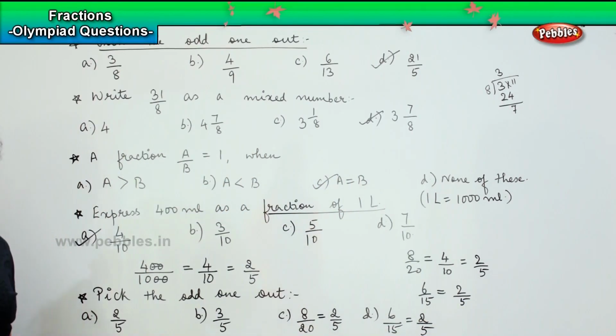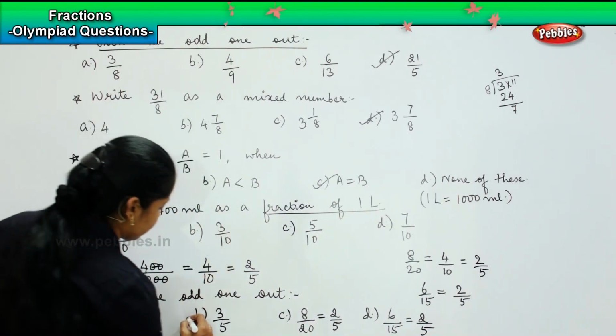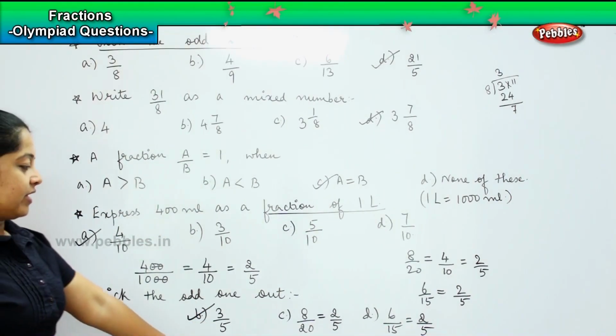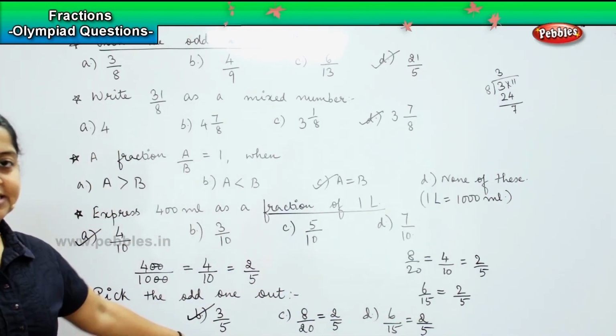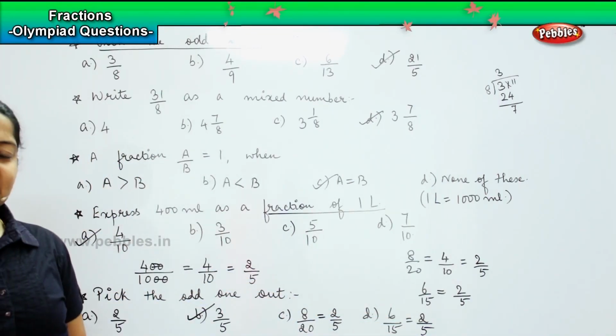Now can you tell me which is the odd one out in the given set, children? Very good. It is option B, 3 by 5, because all the given values are 2 by 5 except the second one. Clear? Shall we move to the next question?